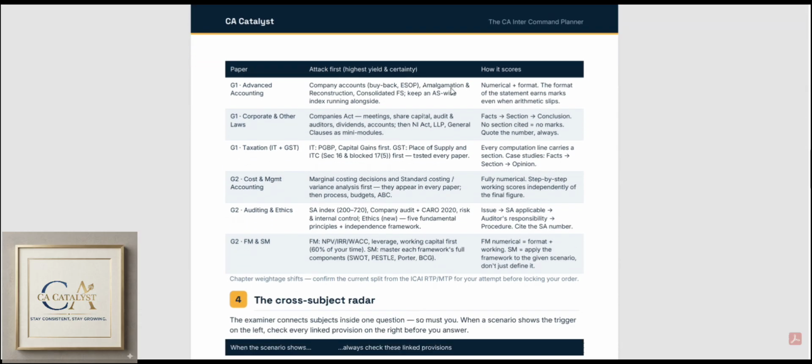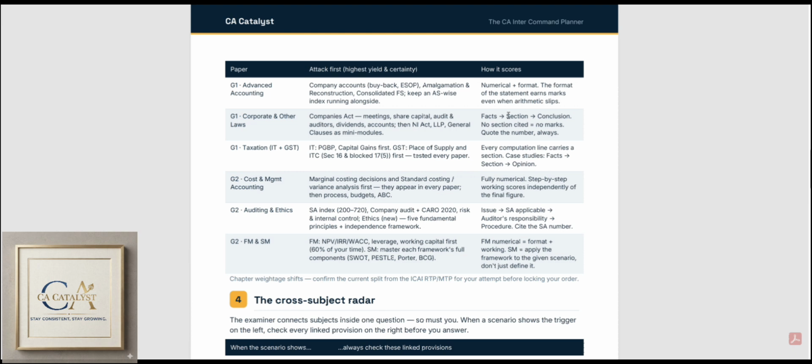Like Paper 1, Advanced Accounting: what is the highest attack or highest yield and certainty that has been asked here? Always start with that whenever you are revising, as well as when you are starting your studies. Even if it is the last day of revision, you should be focusing on these areas of high yield and certainty, because it will score you more.